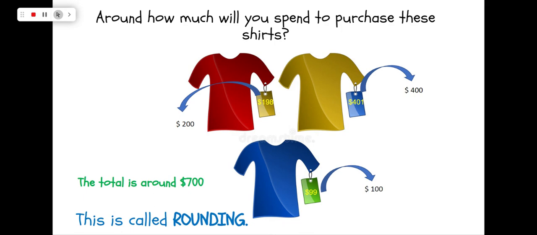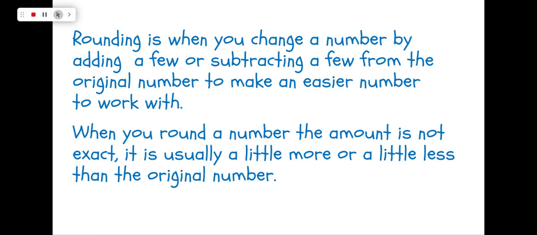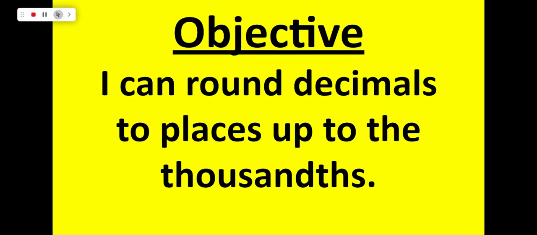This is called rounding. Rounding is when you change a number by adding a few or subtracting a few from the original number to make an easier number to work with. When you round a number, the amount is not exact. It is usually a little more or a little less than the original number. Today's objective is: I can round decimals to places up to the thousands.